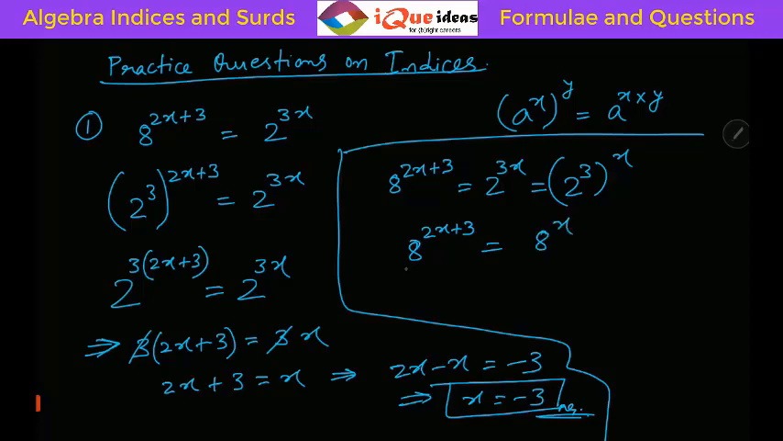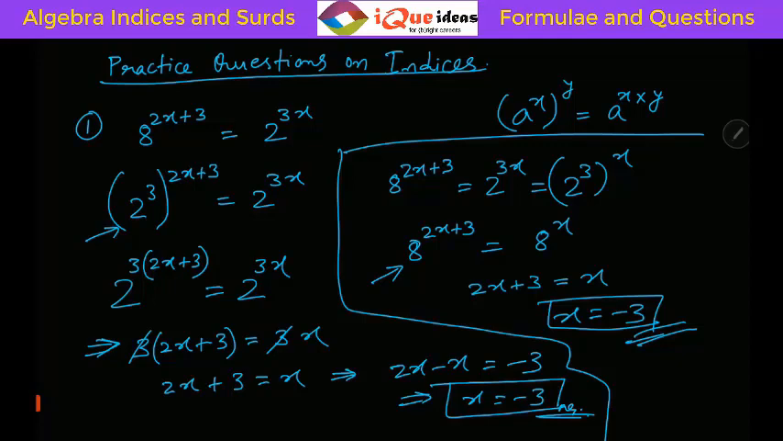Now the bases are the same, that is 8. So the powers can be equated. 2x plus 3 equal to x. We'll get the same equation, and on solving we'll get x equal to minus 3. So in any case the answer is going to be the same, but we could have used the base as 2 or the base as 8. Alright, let's take up the next question.